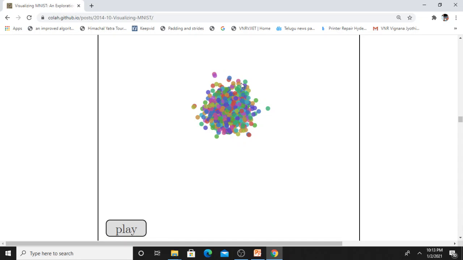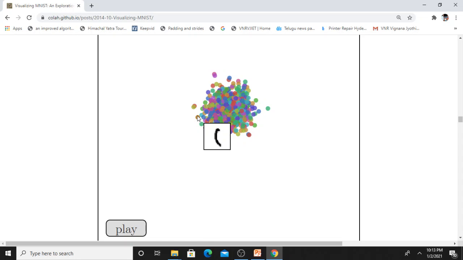First you must understand each dot. Each dot represents a data point. This is a data point related to 8. This is a data point related to 0. Each data point represents a 784 dimensional data point. Of course, we can't visualize these 784 dimensions. We are projecting these 784 dimensions into 2 dimensions.